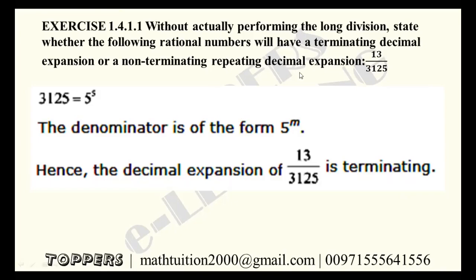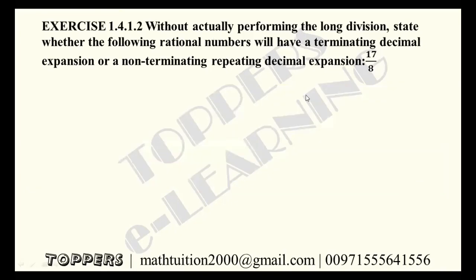Let us go for the second question. What is the second question? Without actually performing the long division, state whether the following rational number will have a terminating decimal expansion or a non-terminating repeating decimal expansion. Same question, but the given number is 17 by 8. So nothing is common. There are no common factors for 17 and 8. So what do you have to do?